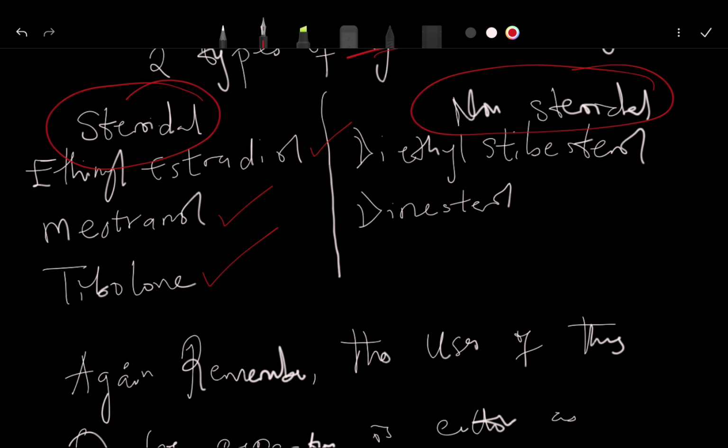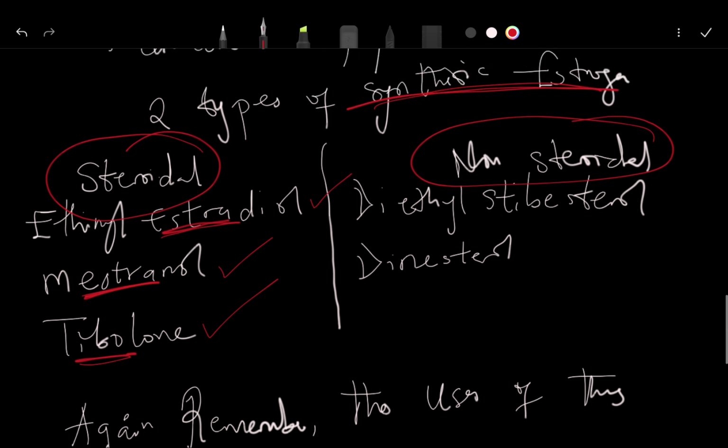Now you can see estra. The only exception to this is tibolone. Again, ethinyl estradiol, mestranol, and tibolone. Also, we have the non-steroidal synthetic estrogen.